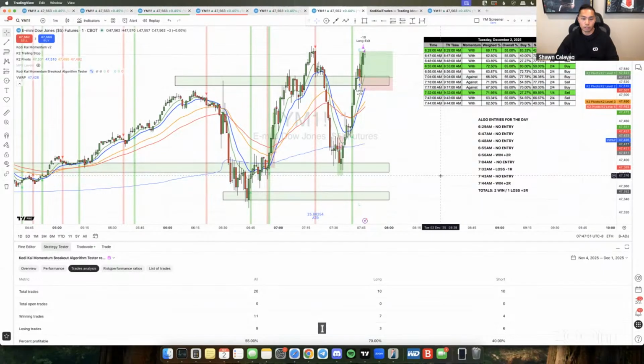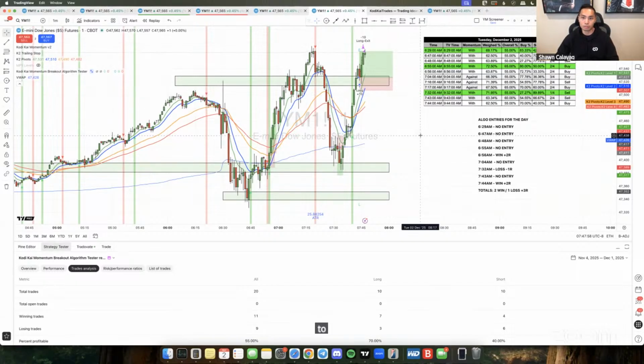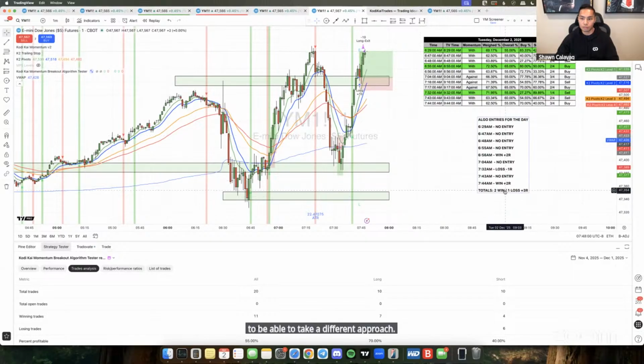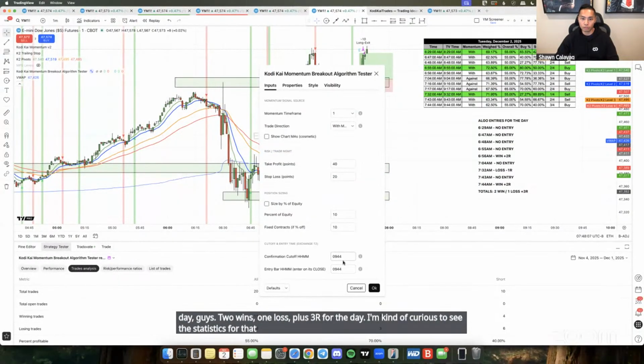I've been a technical trader, a discretionary trader for a long time, so it's hard to unlearn what you've already, not really unlearn, but to be able to take a different approach. But yeah, those are the stats for the day, guys. 2 wins, 1 loss, plus 3R for the day. I'm kind of curious to see the statistics for that specific trade. So 44, yeah.